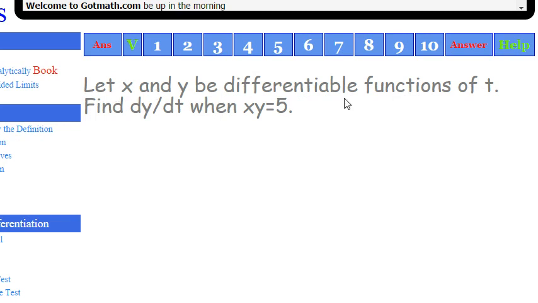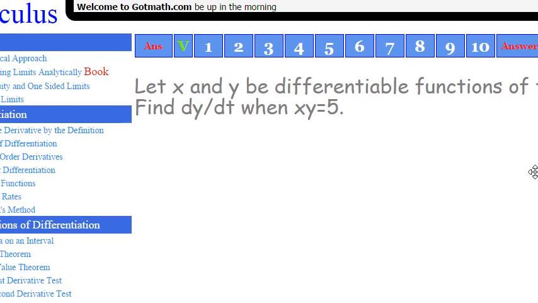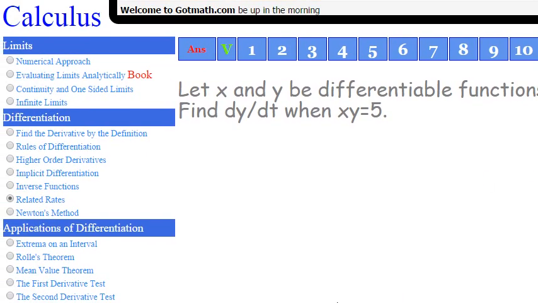This says let x and y be differentiable functions of t. Find dy over dt when x times y is equal to 5. So x and y are actually functions, even though it's not typically written like they're functions, but they are. Find dy/dt. So let's move over into the classroom and gather around the whiteboard.